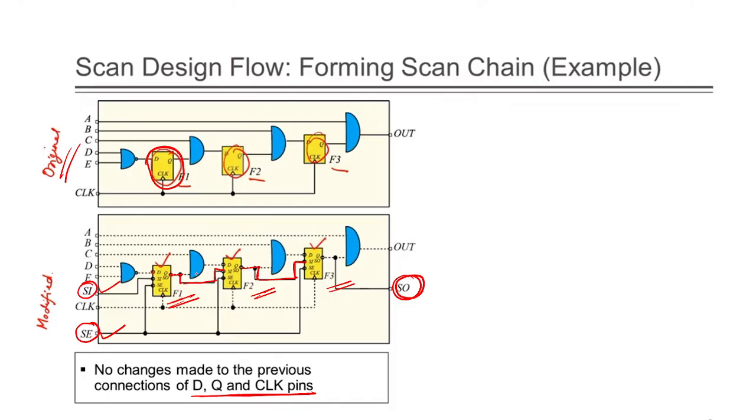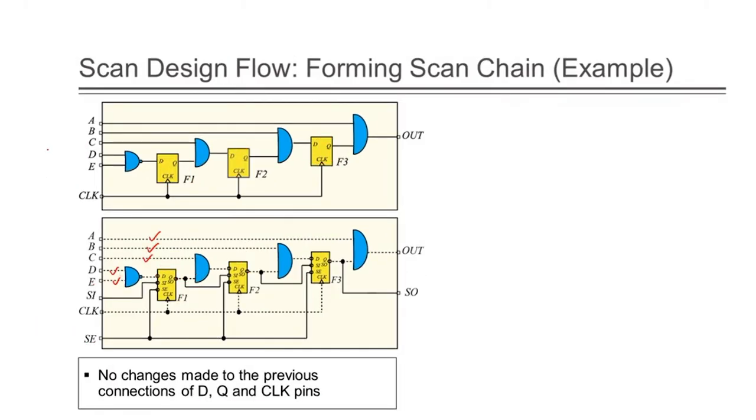Okay. And so here what happens? That means these inputs will not change. Only we are changing this circuit. So these inputs, whatever the inputs you want, you can give to these inputs, to all these combinational circuits.